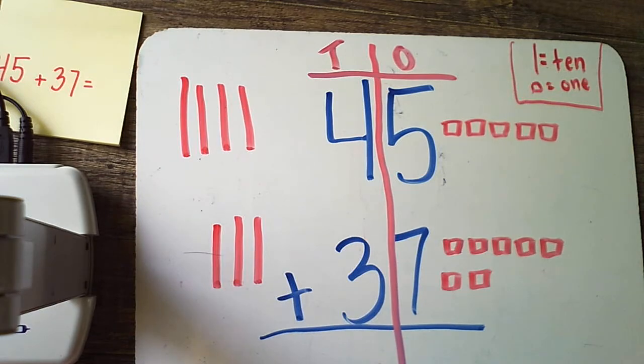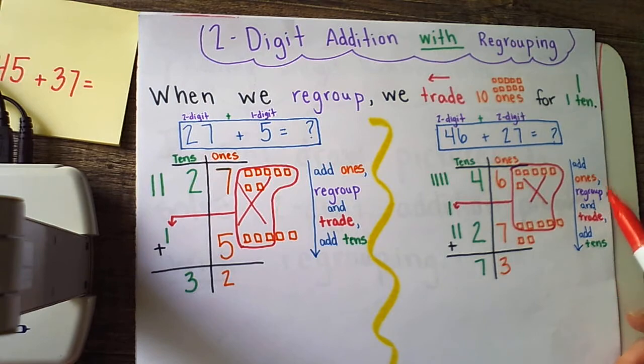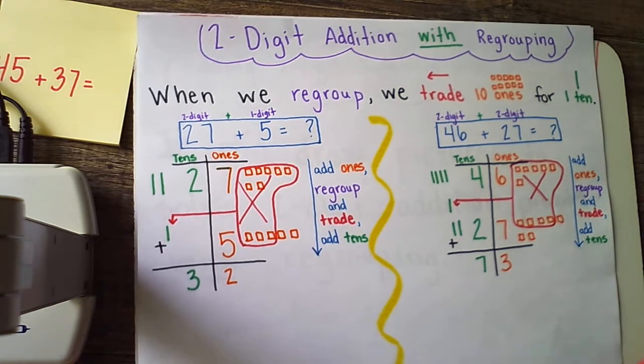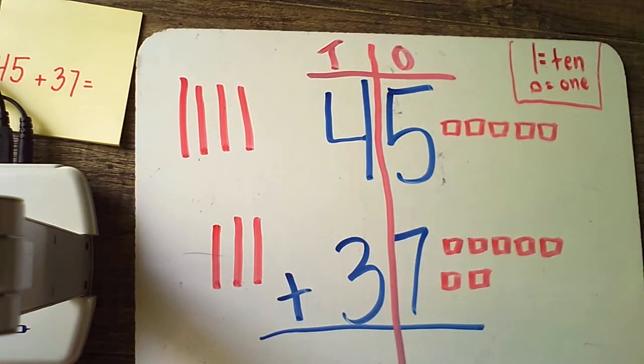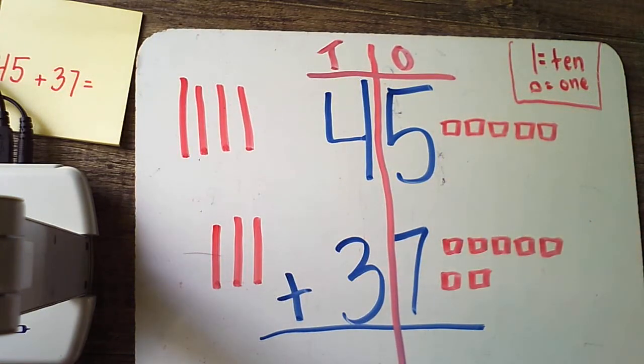Now, friends, my next job is to see, can I add my ones to regroup and trade? Let's see if we can. Is there any way that I could rearrange or regroup these ones to make a 10? Actually, there's different ways I could do it.